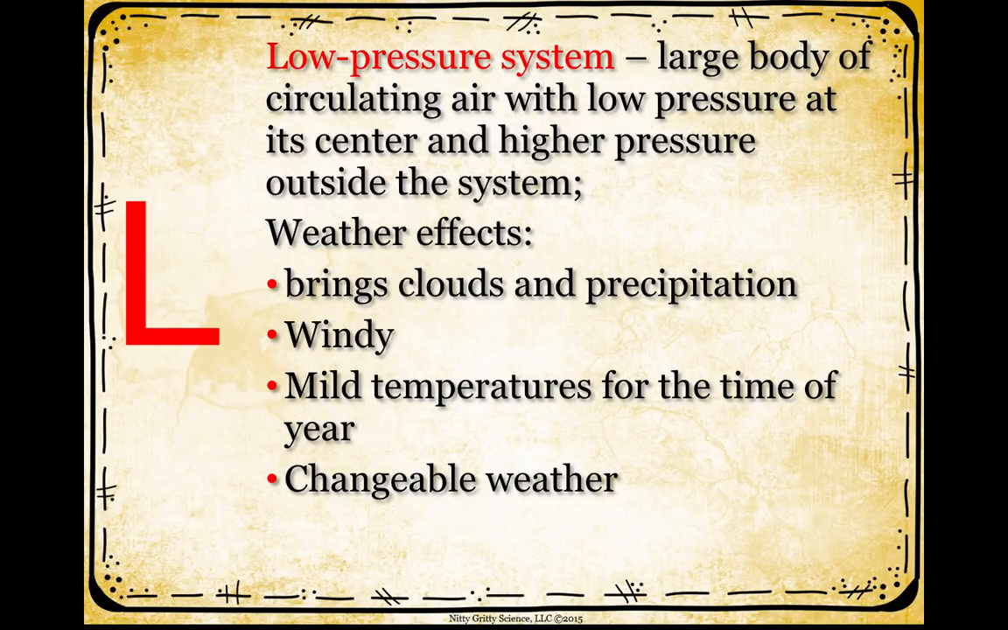A low pressure system is a large body of circulating air with low pressure at its center and higher pressure on the outside. Please make a note in your notes that it is a red L that you will find on a weather map. The type of weather that a low pressure system brings: it brings clouds and precipitation. It is windy, has milder temperatures for the time of year. So typically if you have negative temperatures for that time of the year, it won't be that harsh. However, it's very changeable weather like what we have here in Ohio.